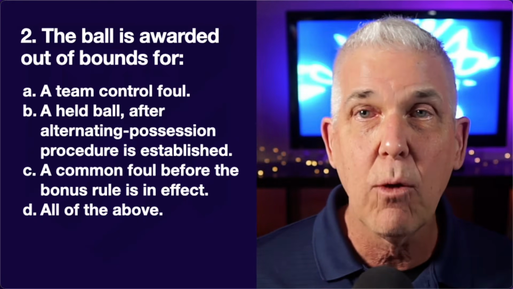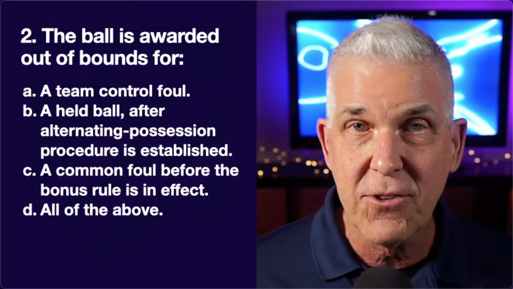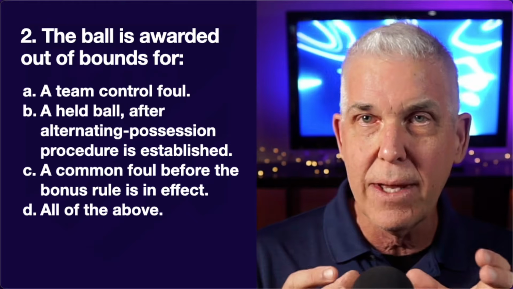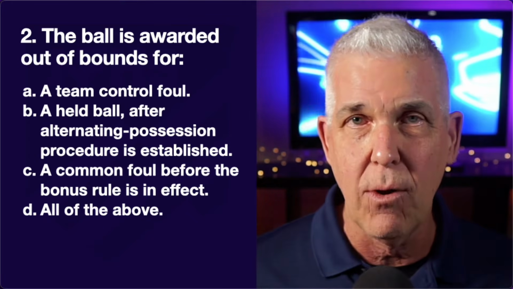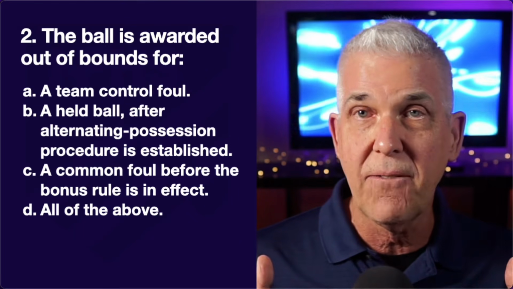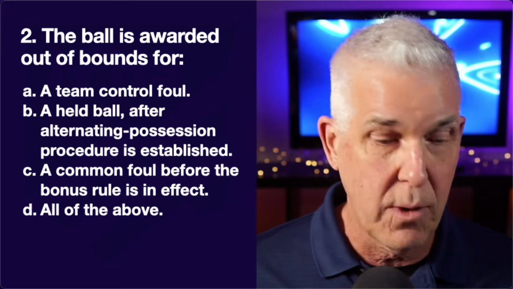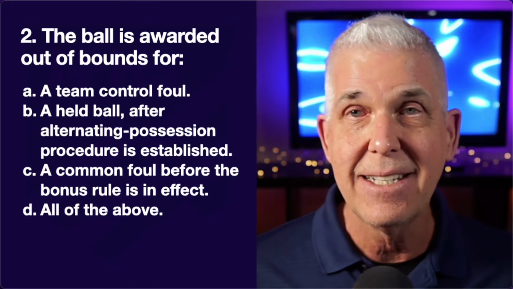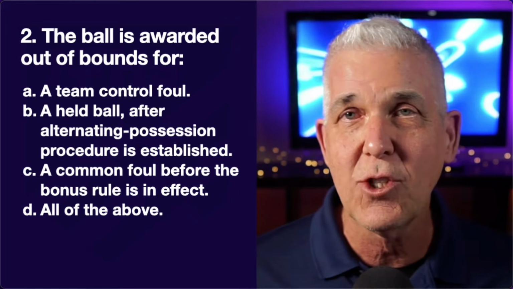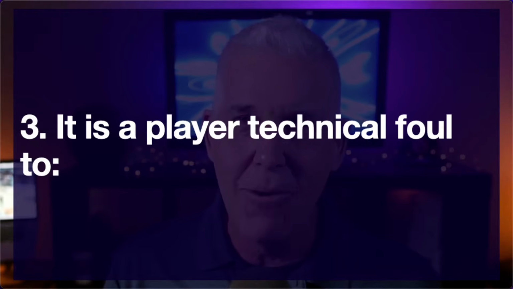A team control foul results in a throw-in to the opponent. A held ball after we have established alternating possession will result in a throw-in to the team who has the arrow in that instance. And C, a common foul before the bonus rule is in effect will result in a throw-in at the spot nearest the foul. So our correct answer here is D, all of the above. We got 2 quick questions, 2 easy answers. Let's go on to question number 3.